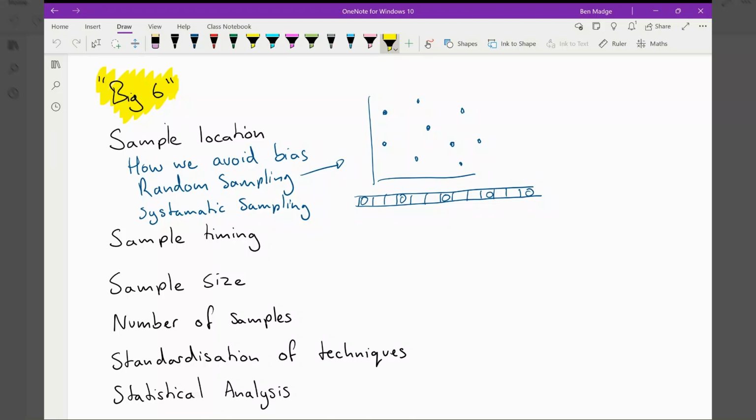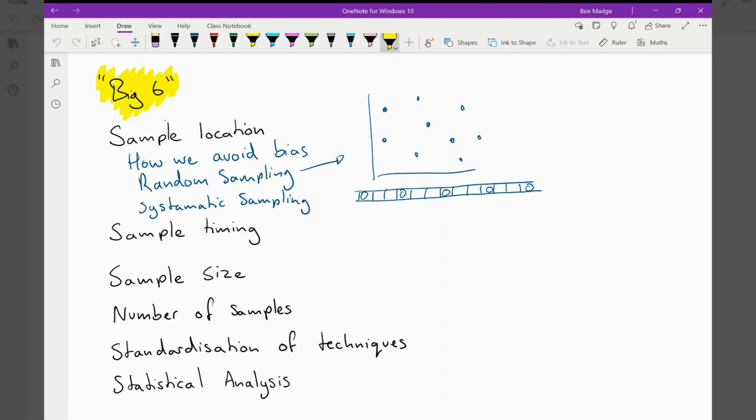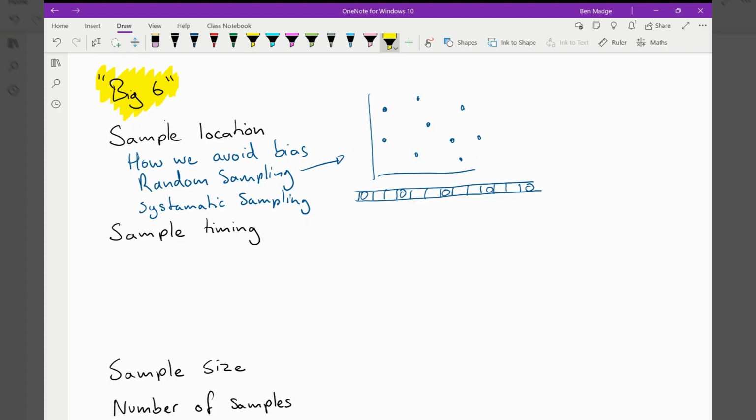Okay, so the next thing we need to look at is sample timing. This is really important because sometimes in ecology or environmental science, the thing we are looking at is happening at different times of the year or changes during a year or even a day. So this is the interval between samples, because we're not just going to do it once, we need to do it multiple times.